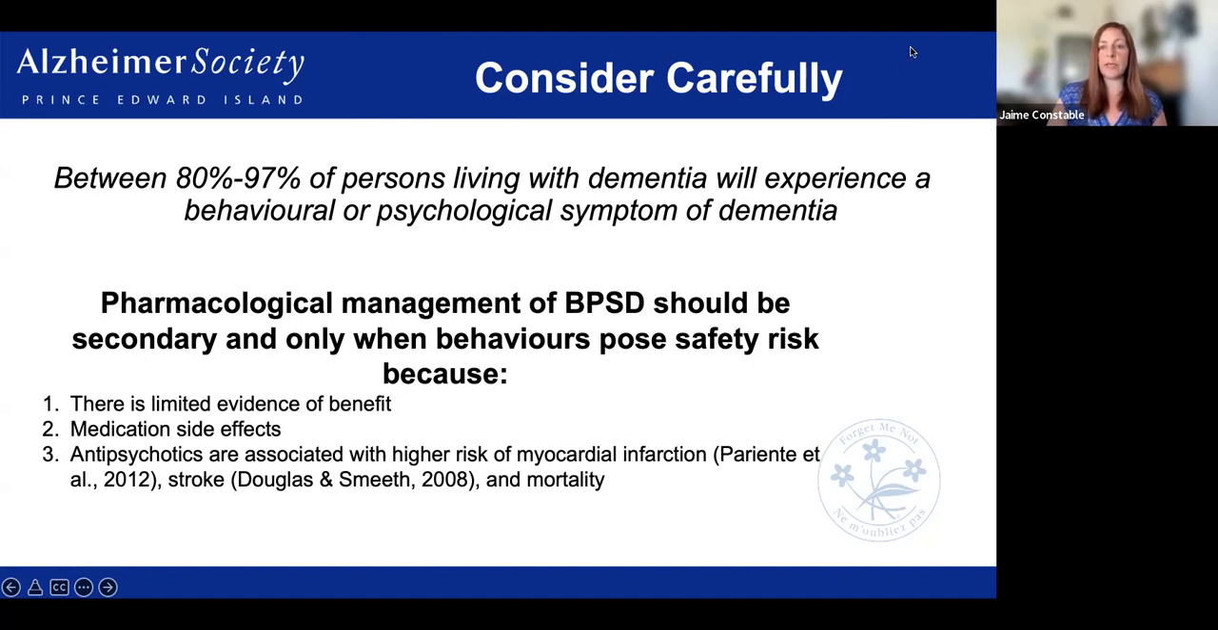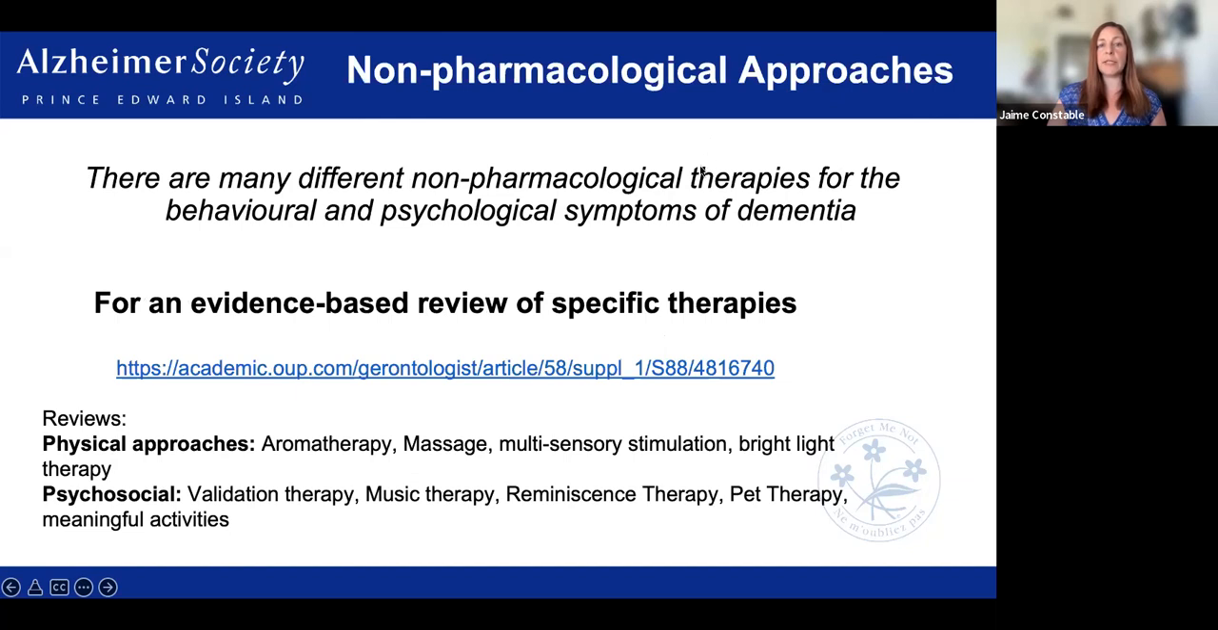And when a particular behavior is posing a safety risk to the person living with dementia or to another person, like someone who's caring for them, sometimes these medications are helpful and can also increase quality of life by introducing more peace and calmness, but it should be considered very carefully. What we recommend first and always is a non-pharmacological approach to understanding these underlying behaviors. There are a lot of different therapies and specific techniques that are considered non-pharmacological approaches for behavioral and psychological symptoms.